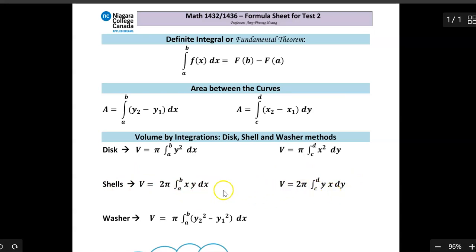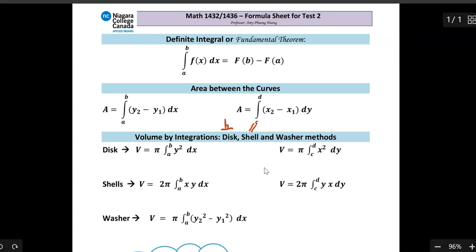Which one do you choose? You have to choose the one that associates with the element that you are using. If you use the horizontal element, which is dy, then you work with these formulas. If you use the vertical element, which is dx, then you work with these formulas. And how do you get dy or dx? For the shell method, it's parallel. I'm going to make a little symbol above this formula. This is the shell, so it's parallel.